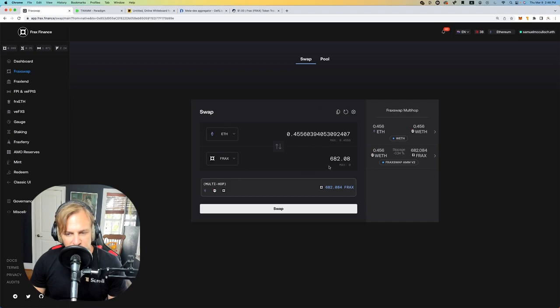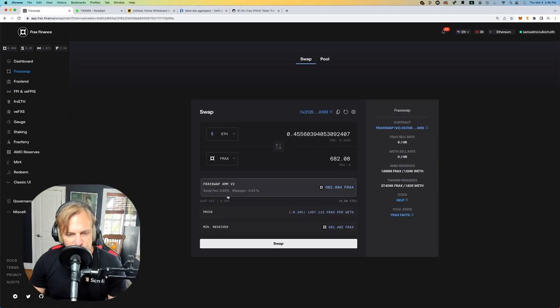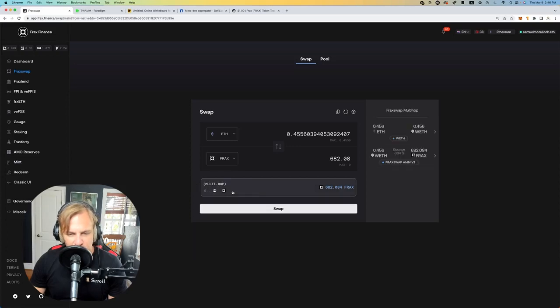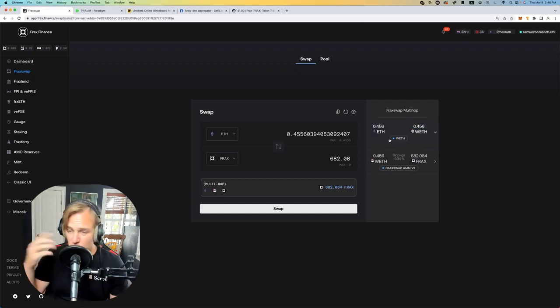Right below this is the multi-hop. This shows how the transaction is going to be completed. It just changed back to non-multi-hop. It changed to multi-hop. So let's do multi-hop now. So now it's going to be two trades, right? It's going to swap from ETH to WETH and then WETH to Frax. That will be the way that it swaps. And you can see it'll trade 0.456 ETH or 0.455 ETH to 0.455 WETH, which you don't lose anything there. And then it will trade that WETH for Frax in the FraxSwap AMM V2 pool.